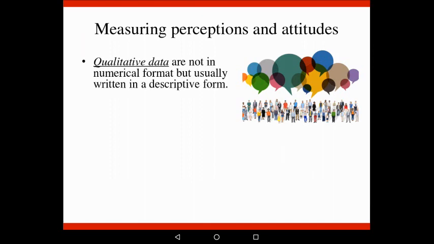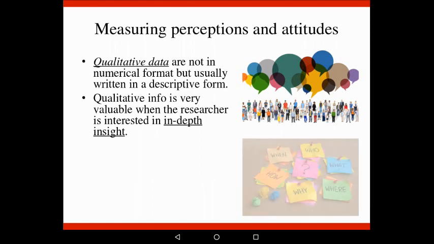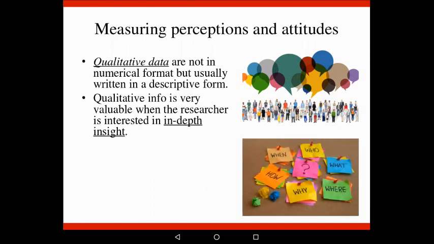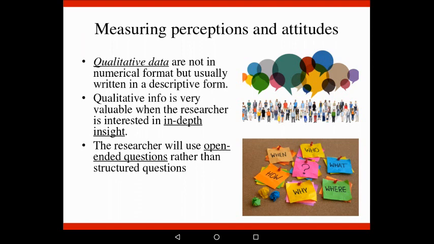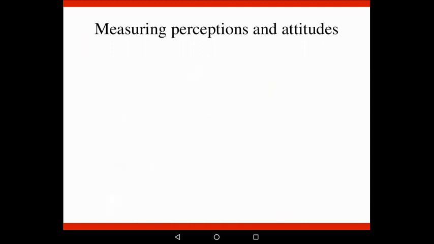Qualitative data are not in numerical format. They don't come in numbers, but in descriptive forms. And it's very good to get in-depth insights. How do people feel about certain things? The researcher will often use open-ended questions to get people to write out how they feel, and will then also be able to ask them more questions. Tell me more about that feeling. Why do you feel that way? When do you feel that way? What's your opinion? What motivates you? So it's kind of like a conversation.